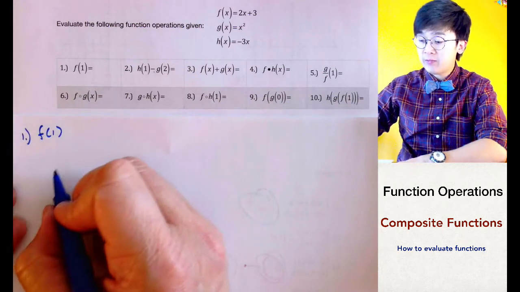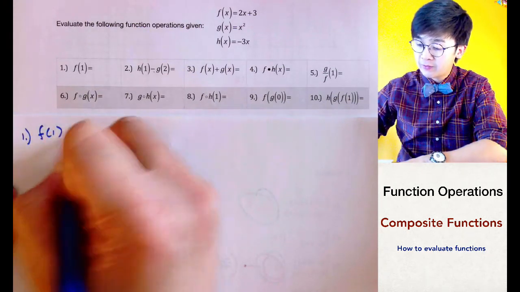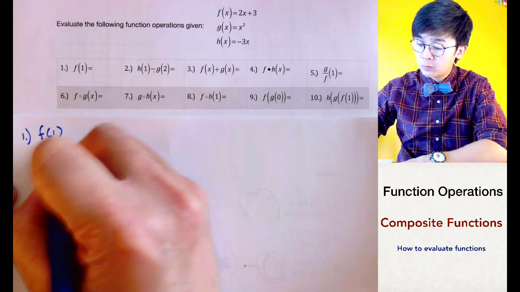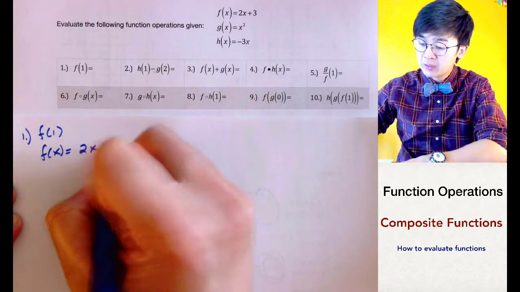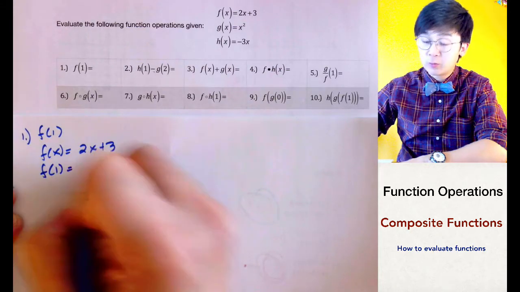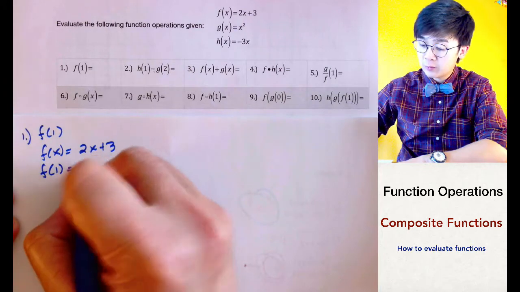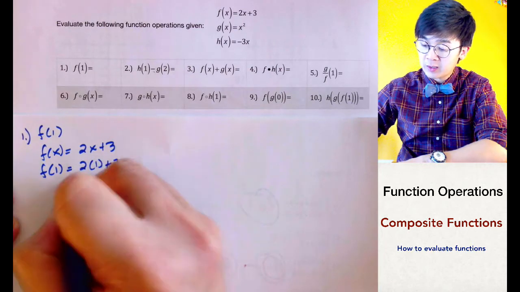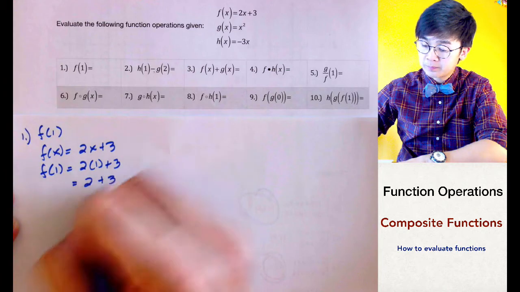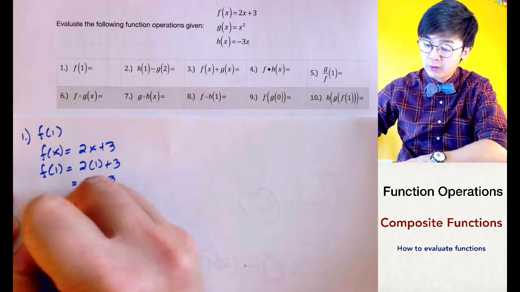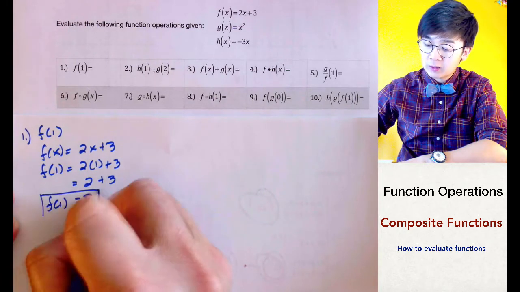So to find f of 1, we have f of x, which is equal to 2x plus 3. But since we are working with f of 1, we're going to replace the x value with 1. So we have 2 times 1 plus 3, which is equal to 5. So f of 1 is equal to 5.